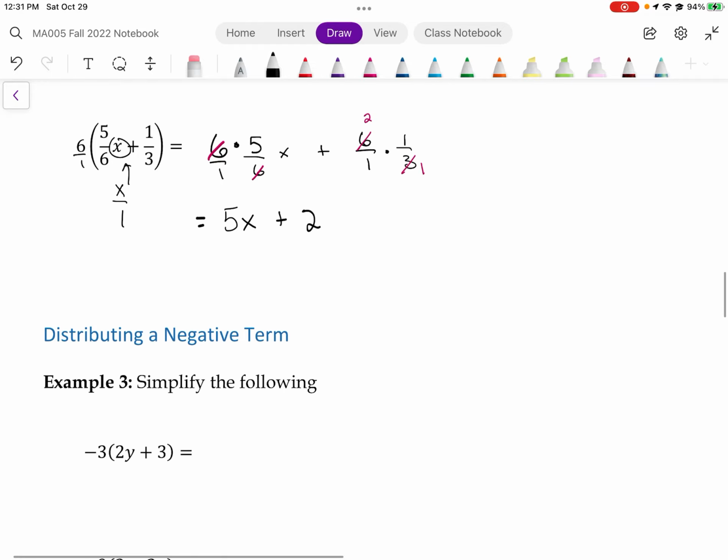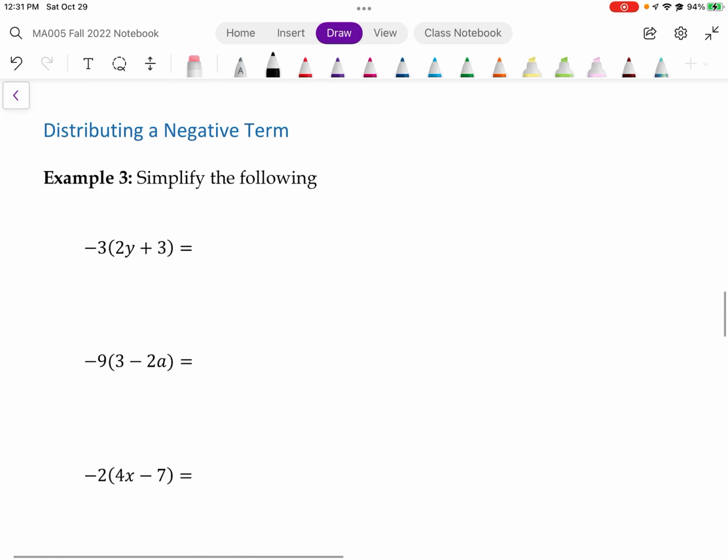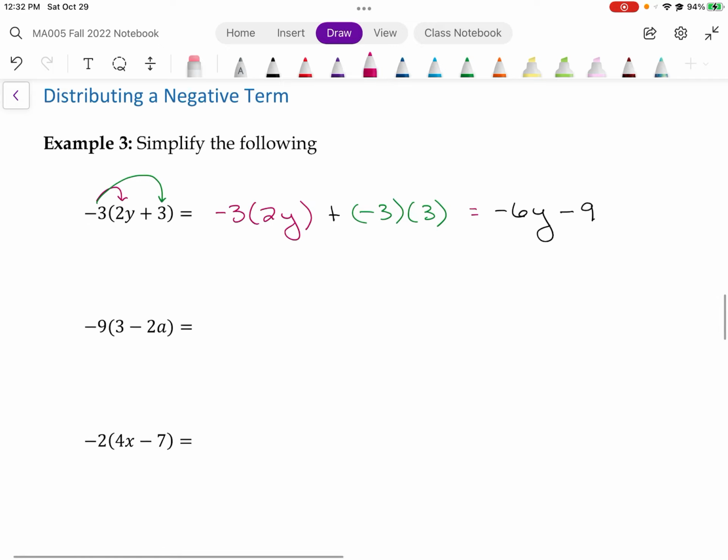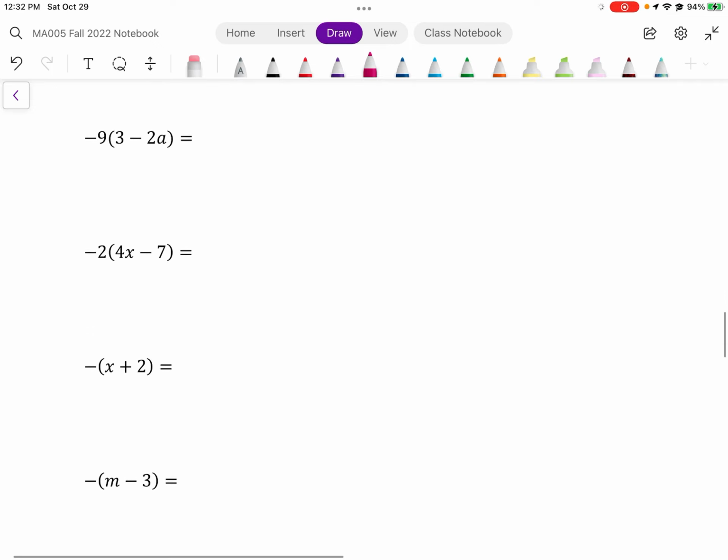All right, so distributing a negative is our next chore here. I will show you the first one. So we've got a negative 3 times 2y. Let's write this all out. Negative 3 times 2y plus, now we're going to have a negative 3 times positive 3. Negative 3 times 3. Okay, so be careful. Negative 3 times 2y is negative 6y. Negative 3 times 3 is negative 9, so minus 9. All right, so go ahead and try the next 4 and see what you can do with them.